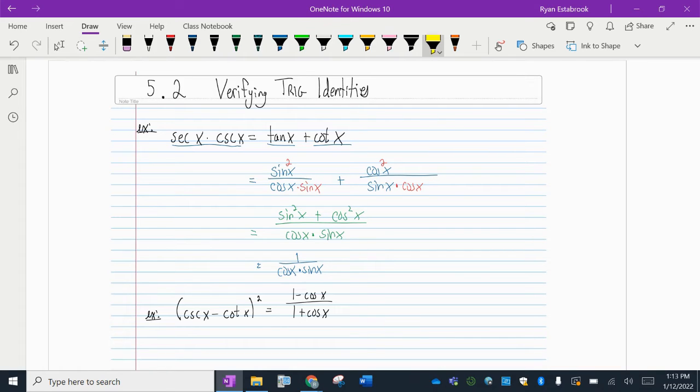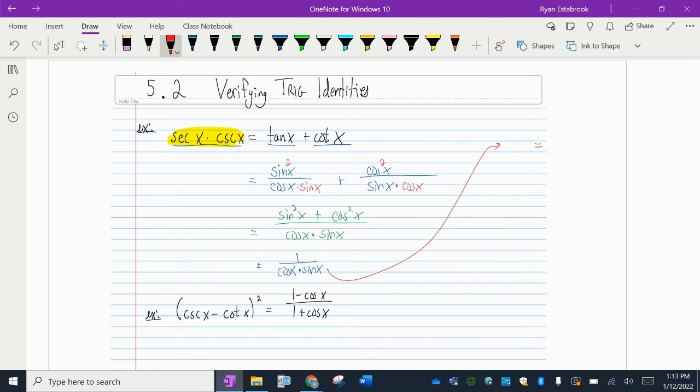Unlike the simplifying problems that we did in section 5.1, I know what I should end up with. This right side, when I'm done, should be equal to that. So I'm going to glance back over at the left. I'm trying to make it equal to this. This is what we currently have. Can you make this look like secant times cosecant?